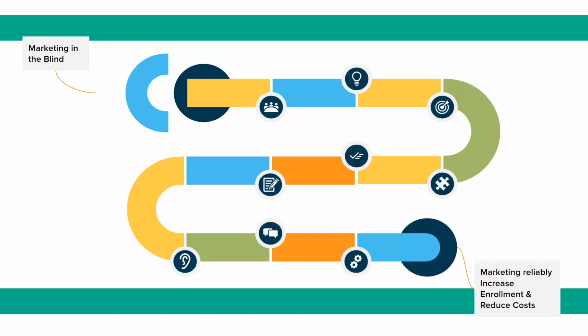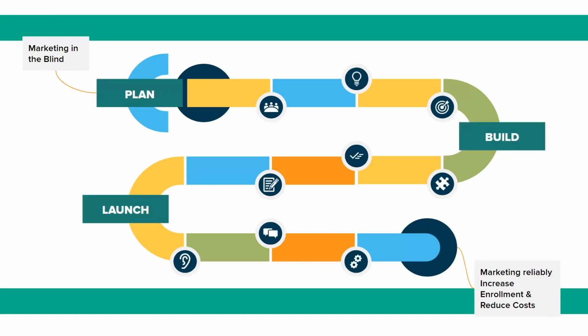There are 3 steps to this framework: plan, build, and launch. The plan is what we call KIA: questions, information, and action. Questions is the questions we want to get answered. Information is the data we need to collect to answer those questions. And the action is what action we'll take once we have the answers to those questions.